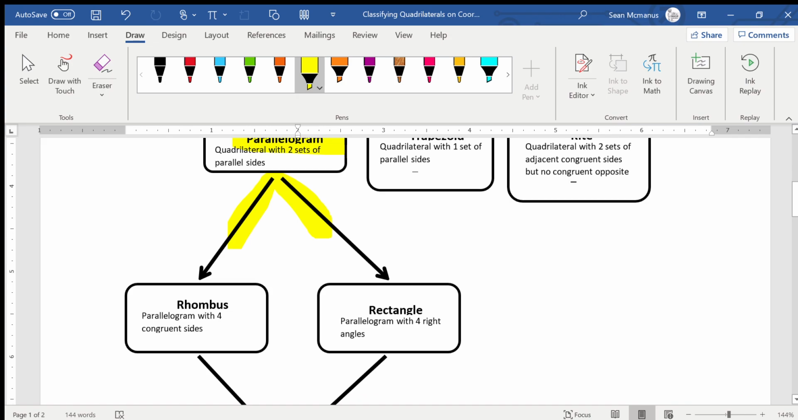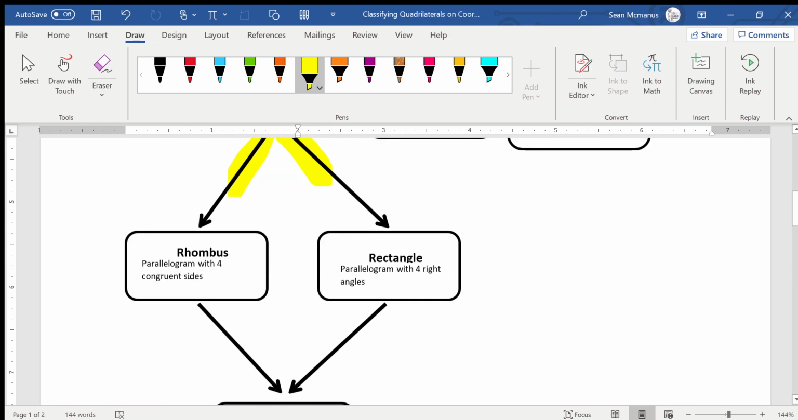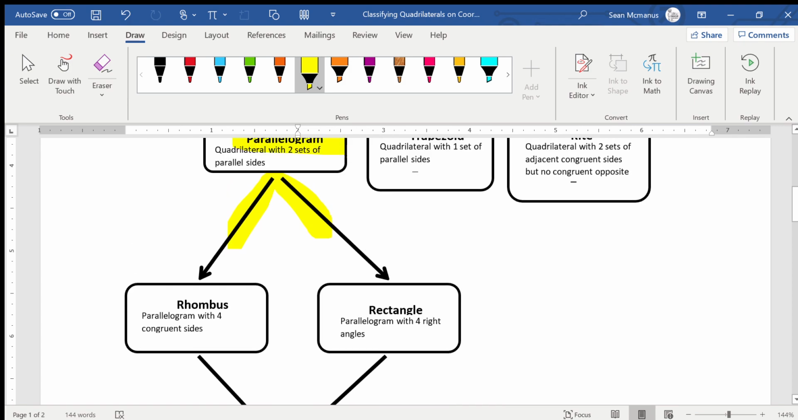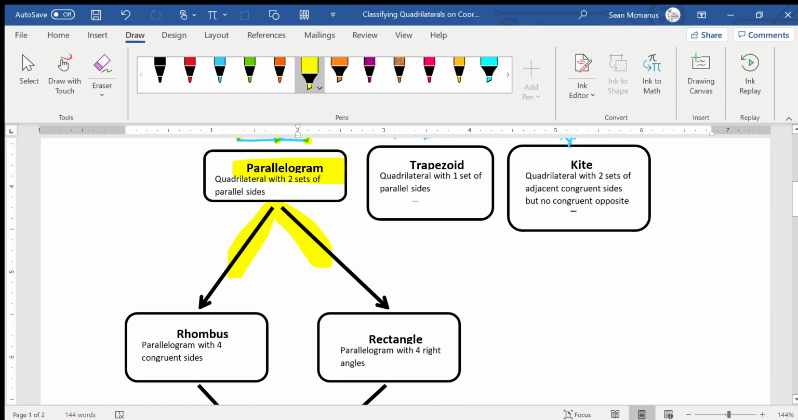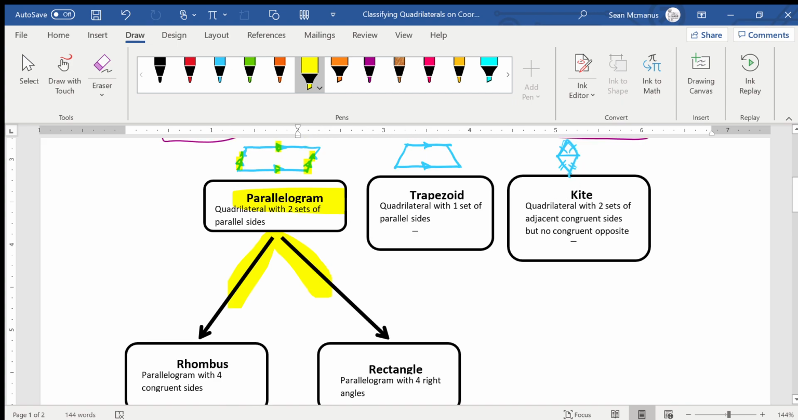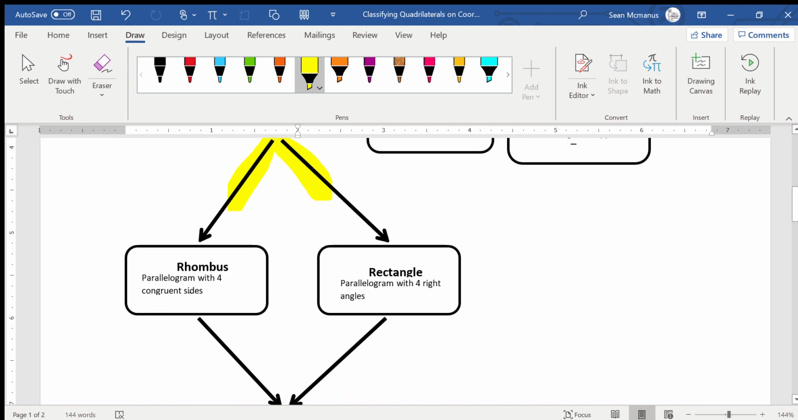Now I could get even more specific, right? A parallelogram could be a rhombus. A rhombus is a type of parallelogram. That's a parallelogram that has 4 congruent sides. So you can see the parallelogram I drew here in blue, the top and bottom are congruent, and the left and right are congruent, but there's a long side and a short side. A rhombus means all are the same.